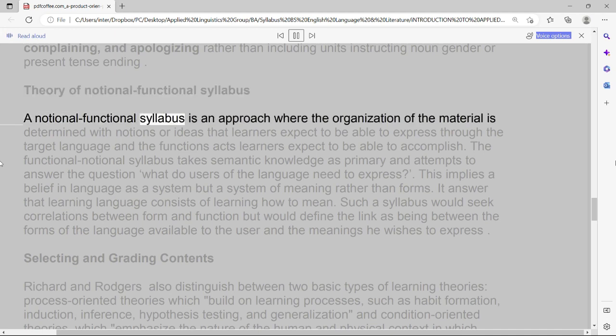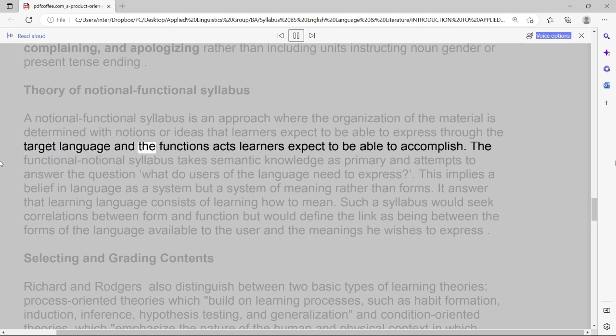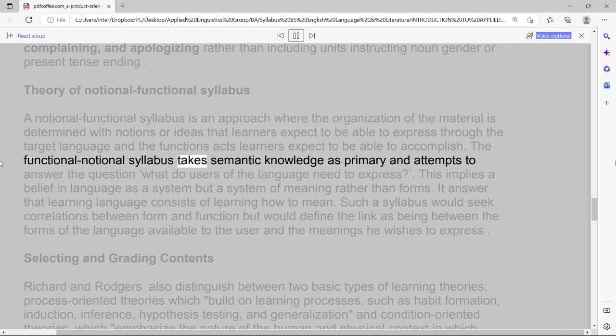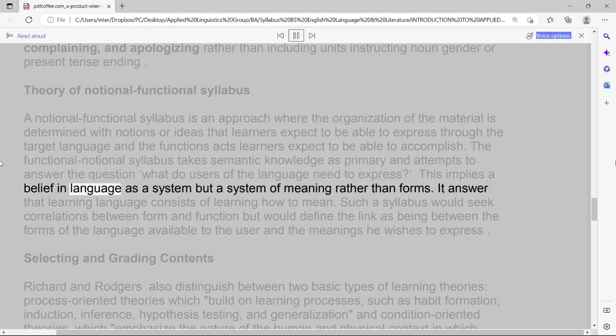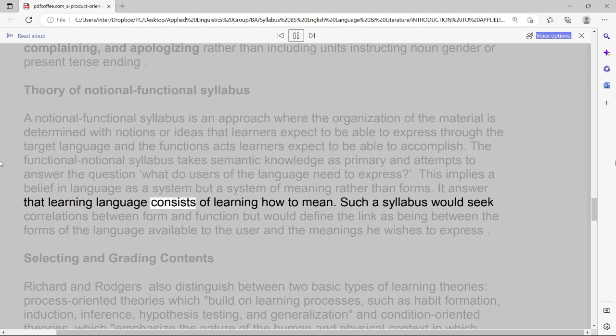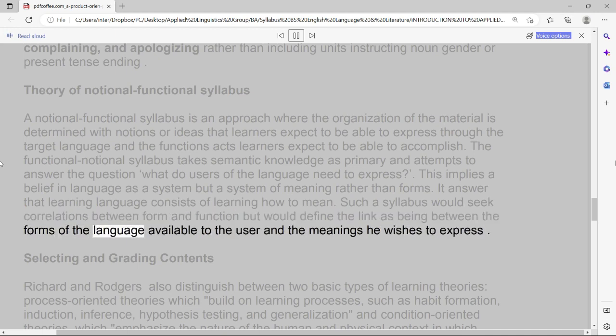A notional-functional syllabus is an approach where the organization of the material is determined with notions or ideas that learners expect to be able to express through the target language and the functions, acts learners expect to be able to accomplish. The functional notional syllabus takes semantic knowledge as primary and attempts to answer the question, what do users of the language need to express? This implies a belief in language as a system, but a system of meaning rather than forms. It answers that learning language consists of learning how to mean. Such a syllabus would seek correlations between form and function but would define the link as being between the forms of the language available to the user and the meanings he wishes to express.